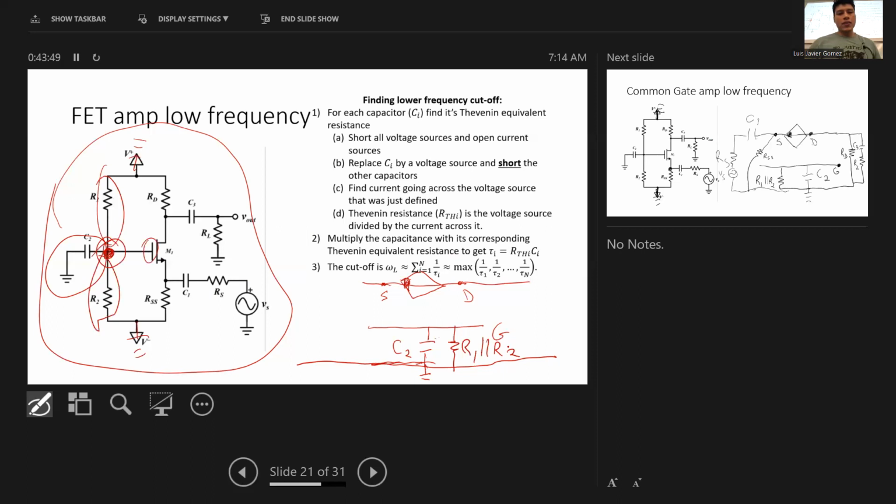So now we have to go to the drain. What is the RD connected to? Yeah, ground and drain. So basically you just go flip, flip, flip, flip, flip, RD. So this is the ground and this is the drain. And then what is this branch terminal connected to? Yeah, it's connected to the drain, and then it's connected to a capacitor, and then a resistor, RL, and then C3.